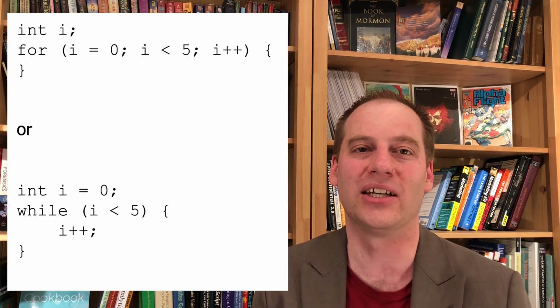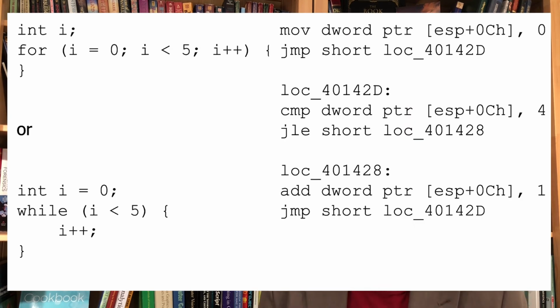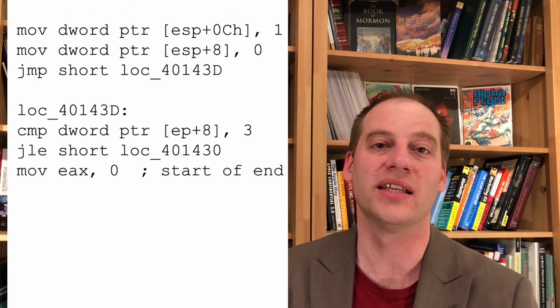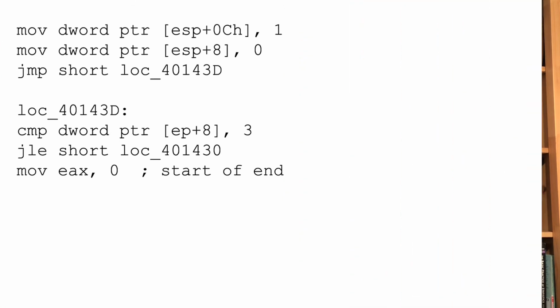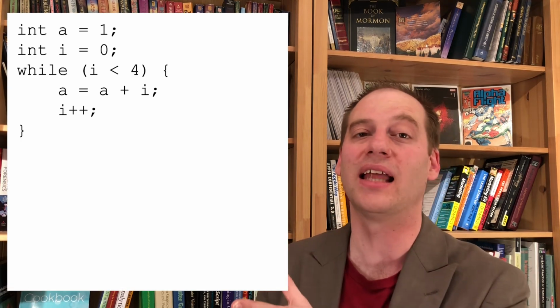Speaking of loops, if you take a loop in C code like this, interestingly, both of these will produce the same assembly code. Here's the loop challenge. Pause the video and see if you can reverse engineer the assembly code. Hopefully you got something like this.